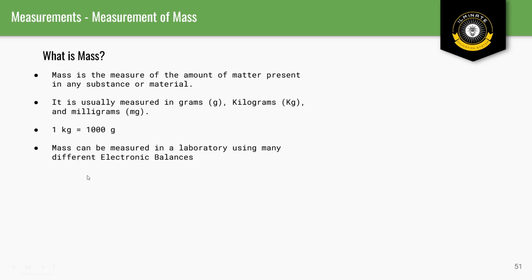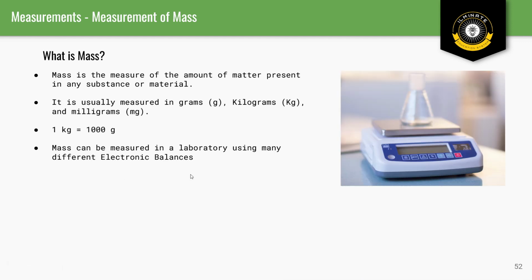Mass can be measured in a laboratory using many different electronic balances, such as these ones. So whenever you're trying to measure the amount of reactants, for example if you're measuring the rate of reaction that produces a gas, a reaction will be happening here, which will be, for example, let's say 10 grams, and then some gas such as CO2 is produced. So the mass will be reducing, and that's why the measurement of mass is really important when we are looking at chemistry.